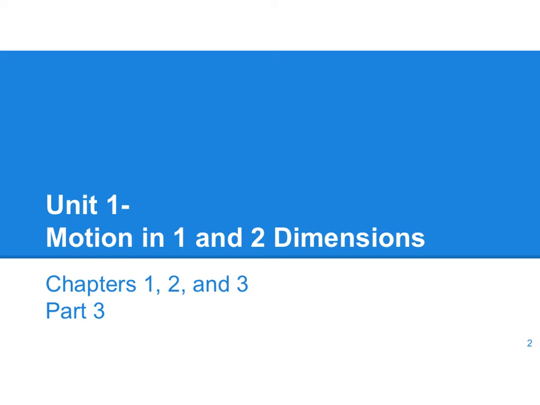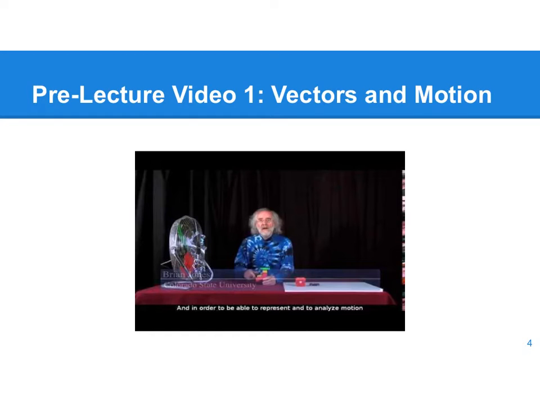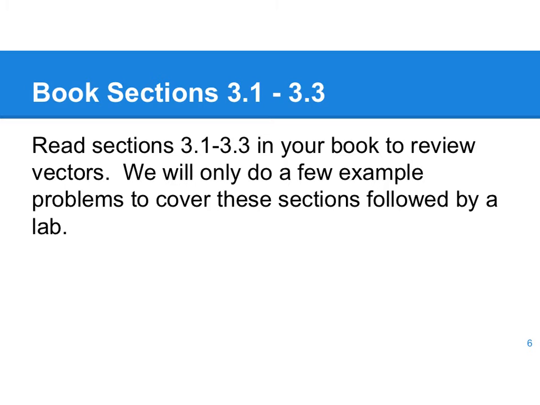So we're going to be going through the first big chunk today, which is my summarization of vectors, but we're also going to get into projectile motion, motion on a ramp, and a couple other relative motion, and just a quick look at circular motion. So pre-lecture video 1 is on vectors in motion. You can feel free to check that out. He does a couple demonstrations to help visualize and explain vectors. And I'm paraphrasing the first 3 sections of notes. So you can go through and read sections 3.1 to 3.3 in your book to review vectors.